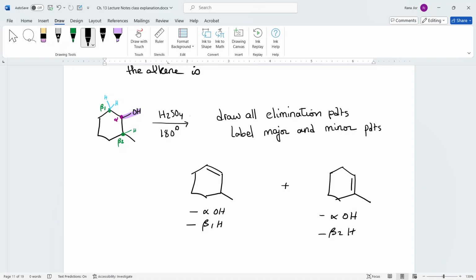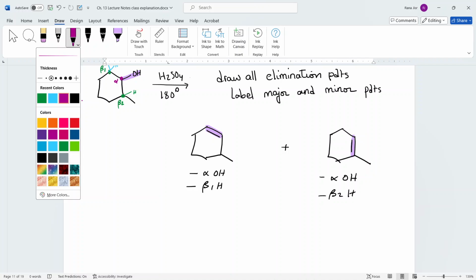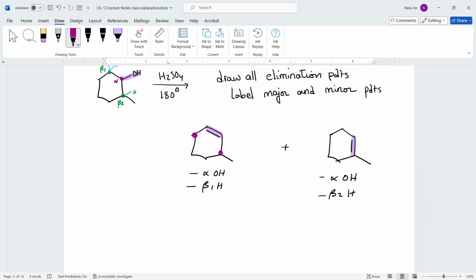Now the question is, which one is major, which one is minor? So all you need to do is, again, highlight the alkene in there. So again, in my product, I have no sign of OH anymore because I lost it and made an alkene. So I'm going to highlight my alkene in here and see how many carbons it's connected to. So that alkene is connected to 2 carbons. So this one is a disubstituted alkene.